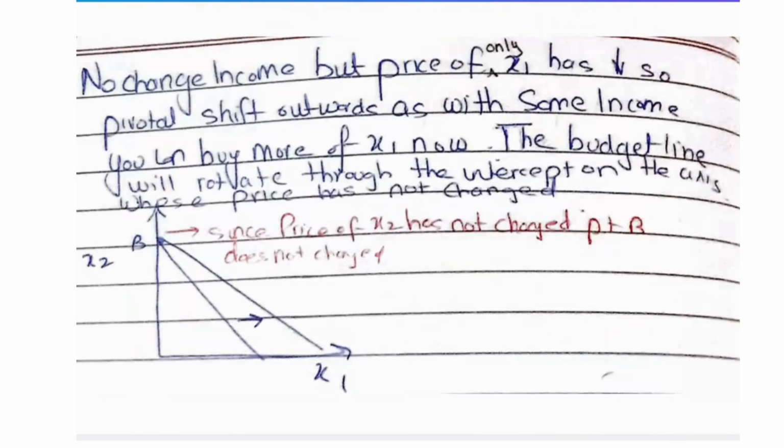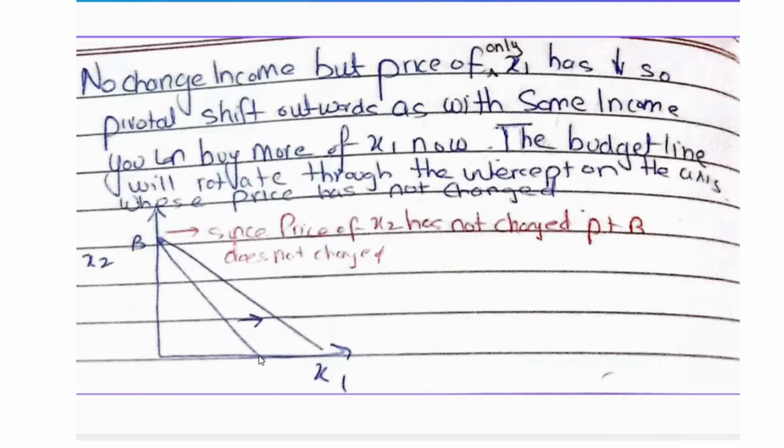But the second scenario is, okay, what if there's no change in income and price of x2 does not change, only price of x1 decreases. In that case, we will see a pivotal shift of our budget line outwards, as with now the same income, you can buy more of x1 now. Initially, if you were only buying x1, you could buy this much. Income has not changed, price of x2 has not changed, but price of x1 has gone down.